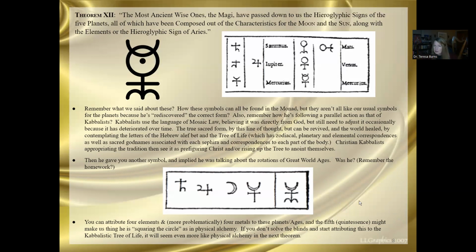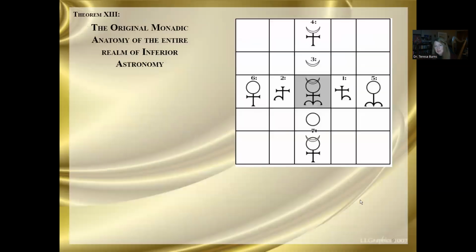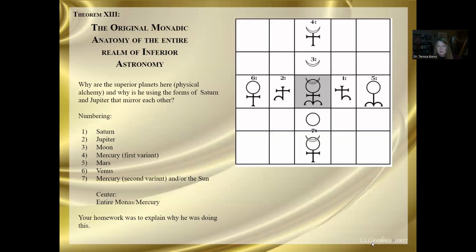Now, if you don't solve the blinds up to 12, which, since you're in this class with me, you have, because I've solved them for you, and maybe you've solved them on your own in your homework, by the time you get to 13, it seems even more like physical alchemy and less like Kabbalah, because in Theorem 13, he says, with this diagram, that he's giving you the original monadic anatomy of the entire realm of inferior astronomy.